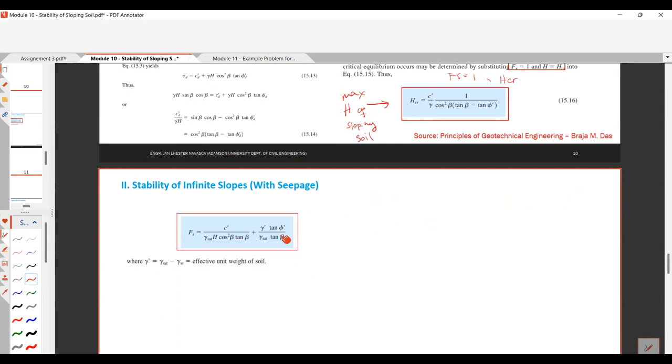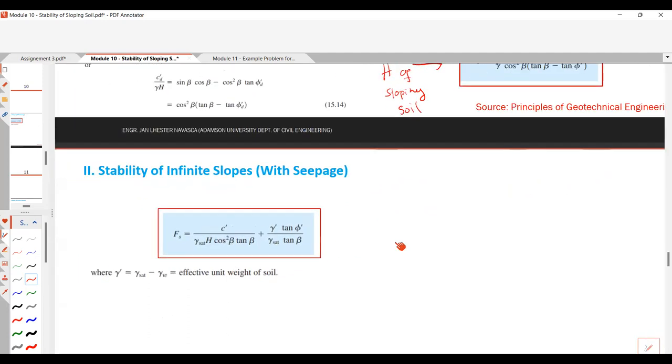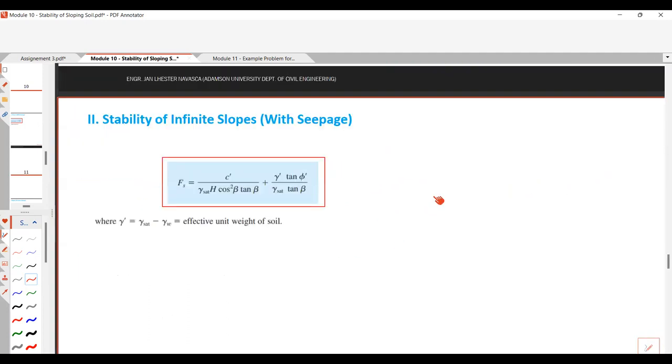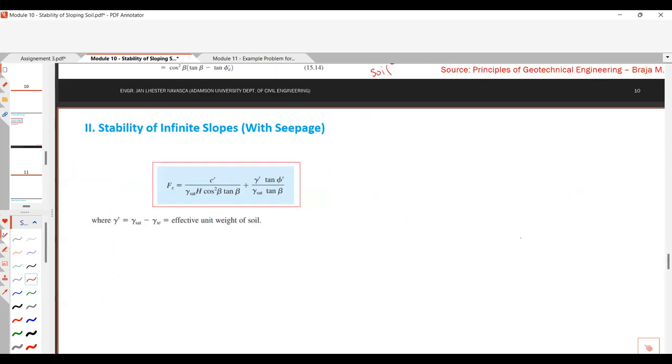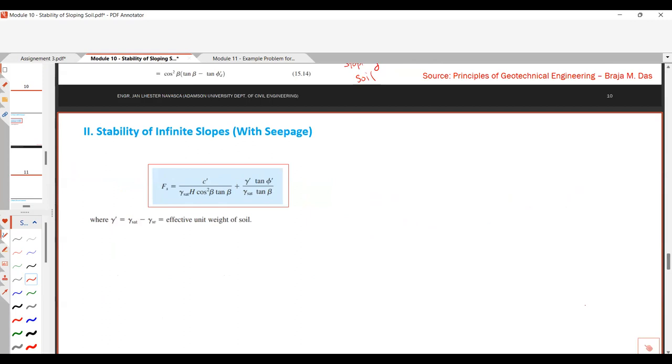Okay, then if we consider seepage, ulitin mo lang yung derivation ko kanina. Ang mangyayari lang is mapapalitan yung gamma by gamma buoyant, and you will arrive to this equation. So yung gamma dito sa ilalim naging gamma saturated, and you have a factor of gamma buoyant and gamma sat in your second term. Okay, so this will be the factor of safety with seepage.